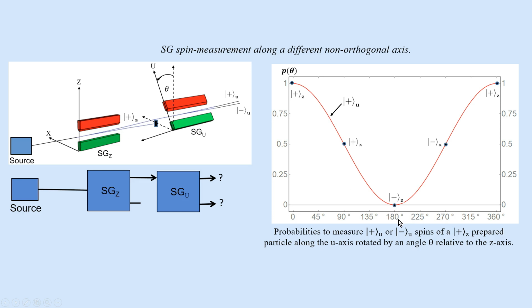Then, continuing again, for 270 degrees, we are in the same situation as that for the 90 degrees x-axis, but with the magnets aligned in the opposite direction, looking for the x-ket minus particles. Finally, a full rotation of 360 degrees brings us back to the original parallel z-axis measurement.